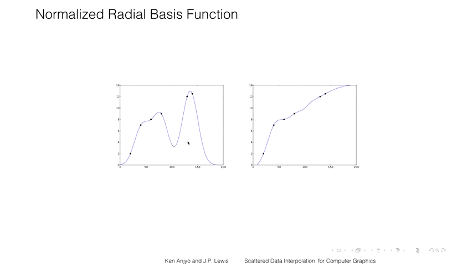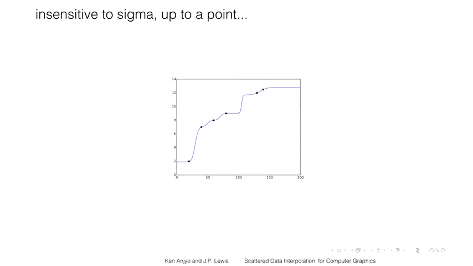So here's a comparison of same points, same Gaussian width, but using normalized RBF on the right, and it doesn't have the dip down. On the other hand, it's insensitive up to a point. If you overdo it, you start to get this sort of steppy kind of effect to things.